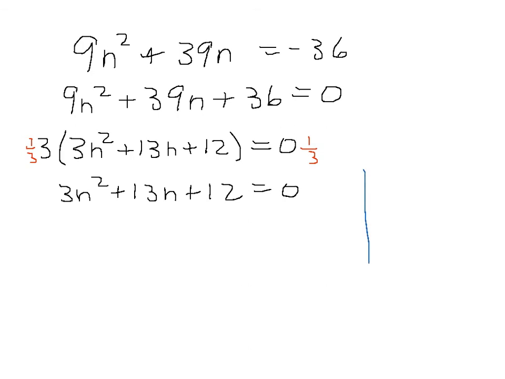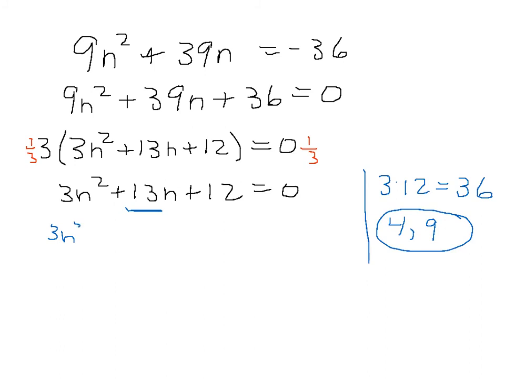So I go over here and I say, okay, 3 times 12 is 36. And what I need are two numbers that multiply to give me 36 and add to give me 13. And those two numbers are 4 and 9. So I'll rewrite this as 3n squared plus 4n plus 9n plus 12 is equal to 0.